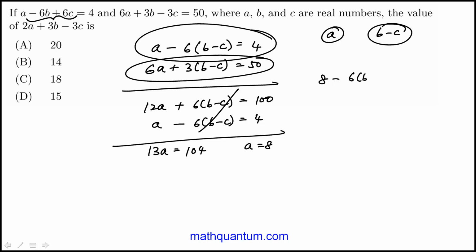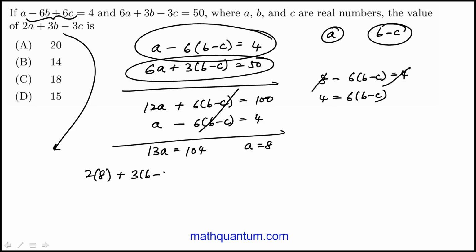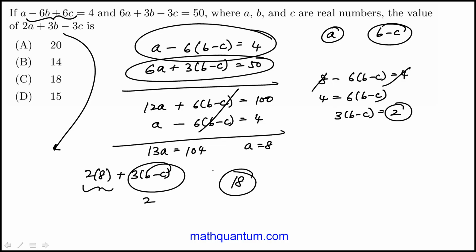8 minus 6 times B minus C is 4. That's 4. That's 6 times B minus C. And then here, I know A is 8, and then we have 3 times B minus C. And here, 3 times B minus C would be, if you divide both sides by 2, is 2. So that's 2. 16 plus 2 is 18. So the answer is 18.